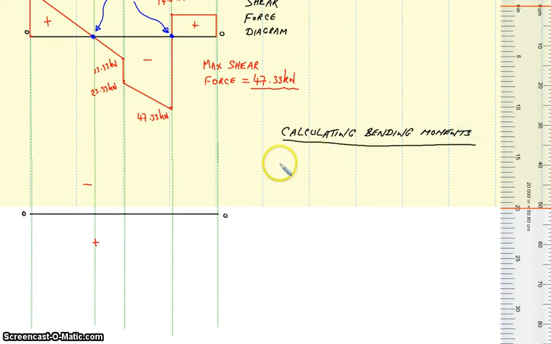So the first one we've got to consider is the bending moment at A. In order to calculate the bending moment at any point on the beam, we need to ignore everything to the right of that point and consider only the forces or loads to the left of that point. And we will calculate moments for those forces or loads to the left of the point, and clockwise moments will be considered positive and anti-clockwise moments will be considered negative.